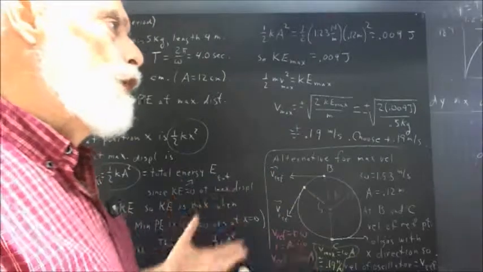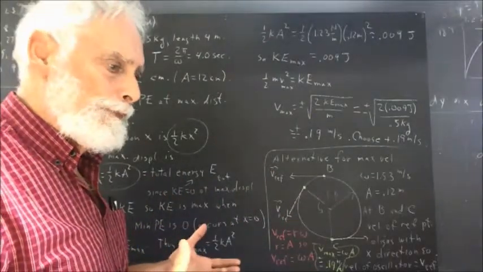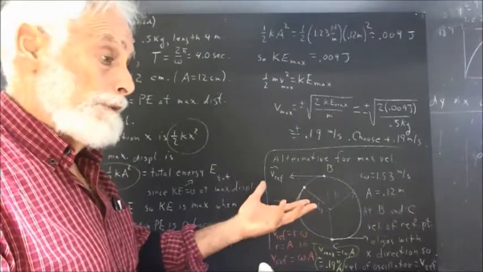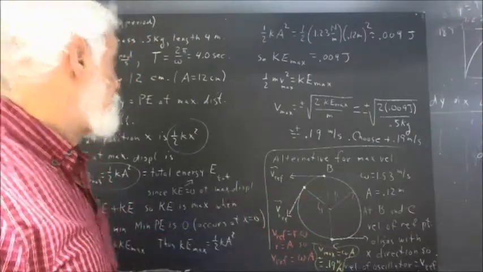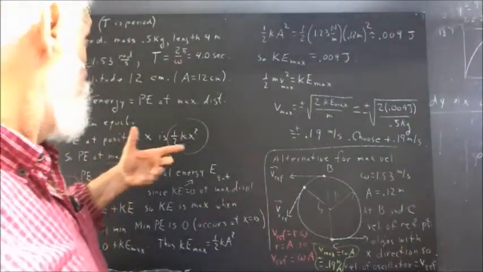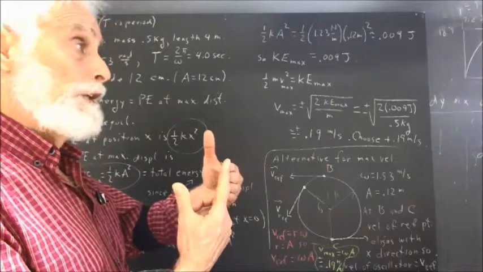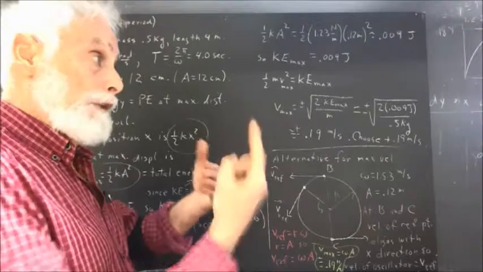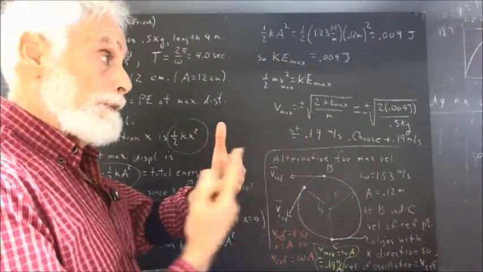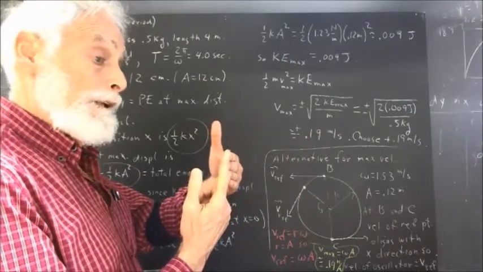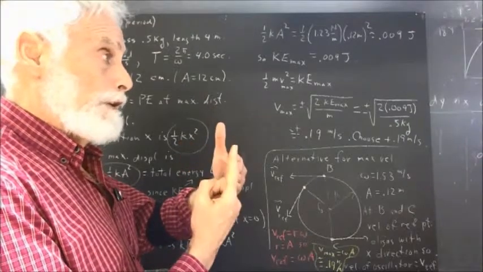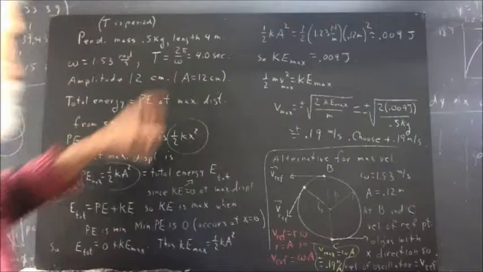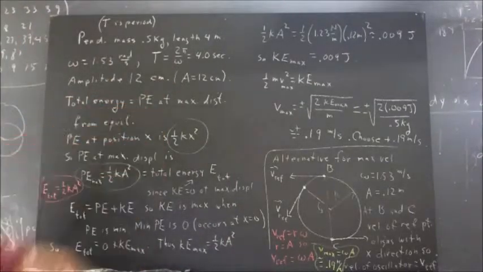Since there are no non-conservative forces, the total of kinetic and potential energies is constant. So the lost potential energy appears as kinetic energy. Whatever the potential energy here is, that's going to be the kinetic energy here, and that allows us to calculate the velocity if we know the potential energy at this point. Okay, well, that's the idea. Let's see how it works out.